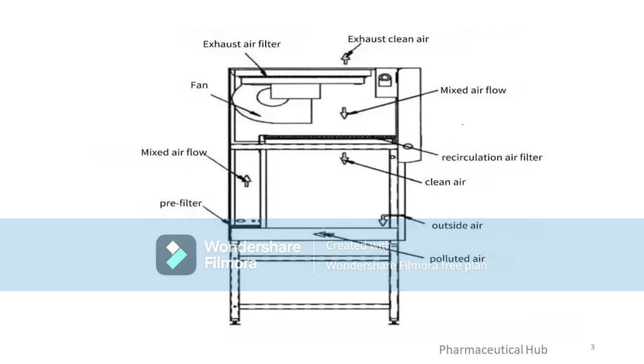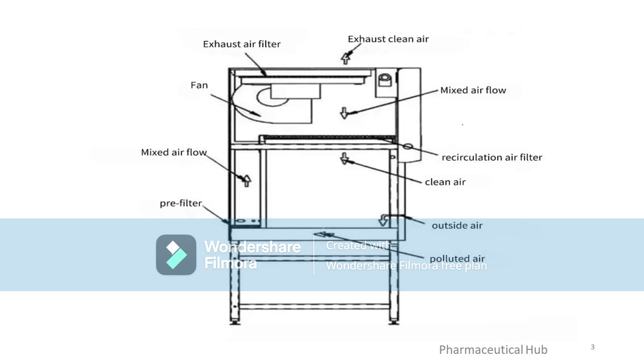4. Fan pulls in the outside air and recirculates part of the internal air. 5. Mixed airflow. Combination of recirculated clean air and incoming outside air is moved through the system. 6. Recirculation air filter, usually a HEPA filter that removes fine particles and microorganisms before air is sent into the working area. 7. Clean air filtered. Particle-free air flows down into the work zone to protect the product from contamination.